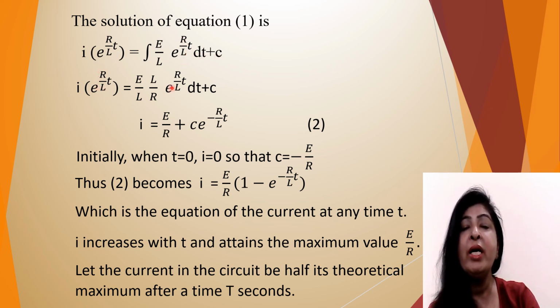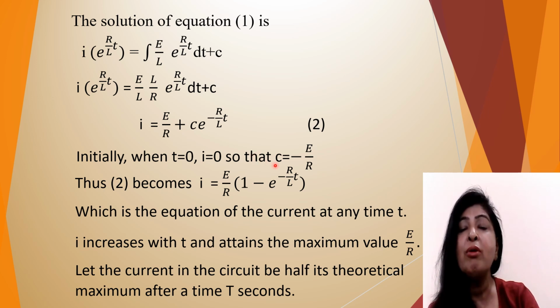So on solving it and taking e raised to power R by L t in the denominator, we will get I is equal to E by R plus C e raised to power minus R by L t. Now at time t is equal to 0, C is the constant. So for finding the value of the constant, we apply the condition when time t is equal to 0, current I is 0. So that will give you the value of C.